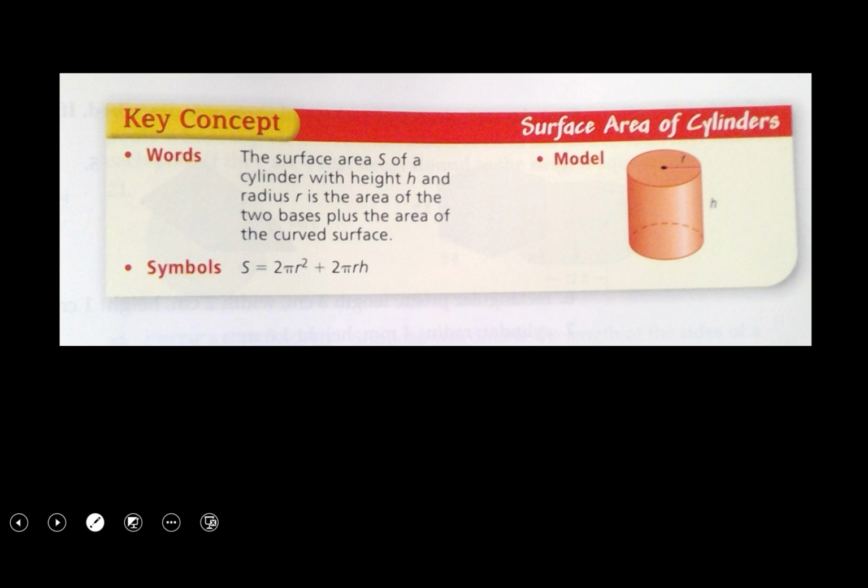Surface area is S. So this S, the surface area S of a cylinder with a height of h and a radius of r is the area of the two bases plus the area of the curved surface. So surface area equals, here's your formula, 2 pi r squared plus 2 pi r h.